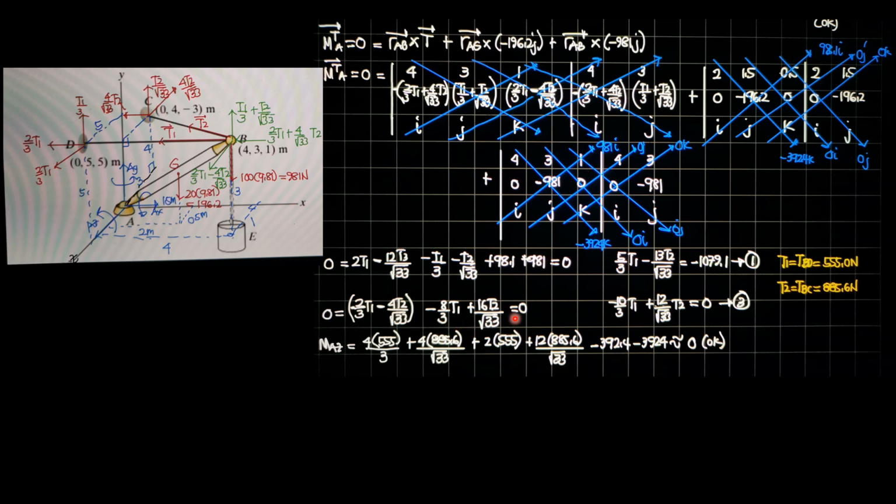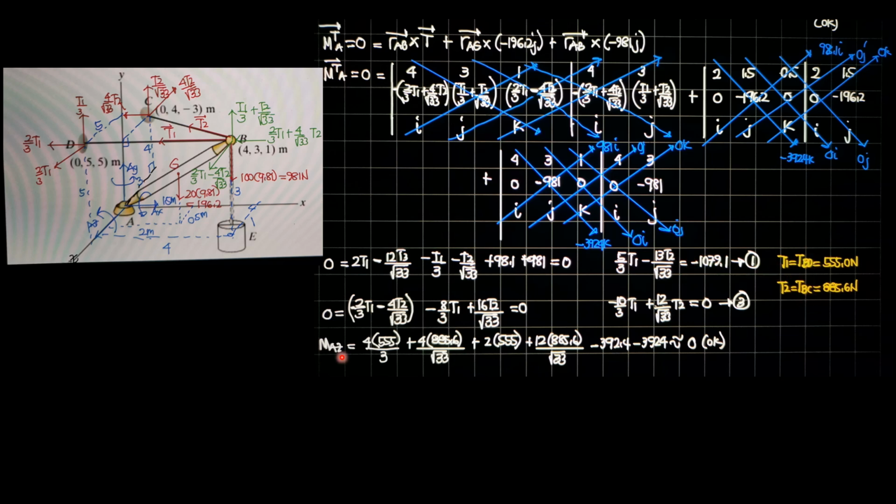So equate to 0, so we have negative 2/3 and negative 8/3, that's negative 10/3 T1, negative 4 T2 over square root of 33 plus 16 T2 over square root of 33, that's positive 12 T2 over square root of 33, that equals 0. Take note that this equation 2 here is similar to equation 2 in the preceding slides. Solving these two equations simultaneously, we obtain the same answers.